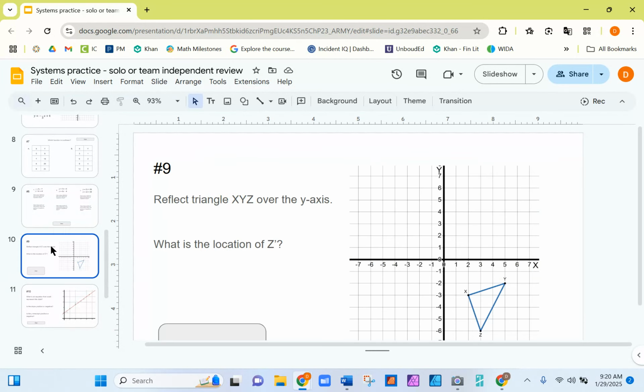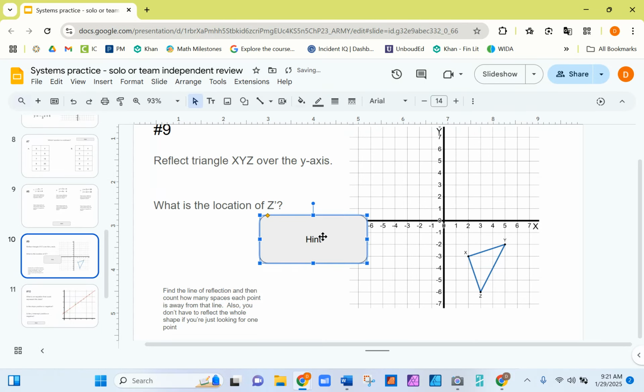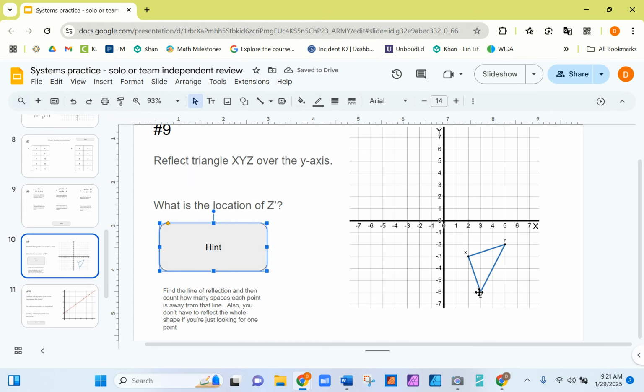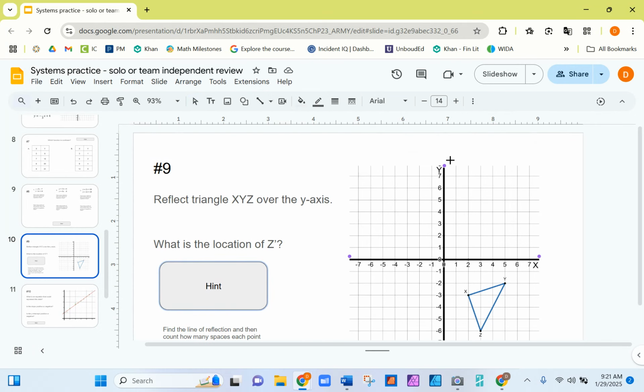Number 9, reflect this over the y-axis. What's the location of z prime? Hint right here. Find the line of reflection, so in this case it's going to be the y-axis, so the vertical one. Count how many spaces each point is away, and then put that over there. Also, you don't have to reflect the whole shape if you're just looking for one point, right? And we're only looking for one point. We're only looking for z prime.